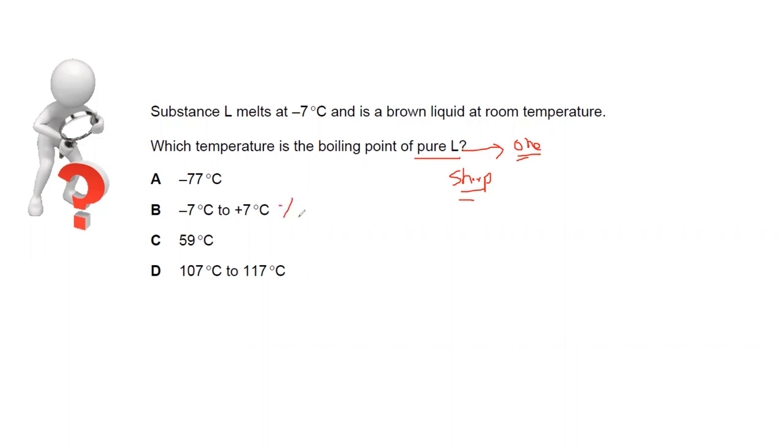So it cannot be B or D. Why can it not be B or D? Because B and D are a range of temperature. That's why it's totally wrong. So B and D are totally wrong answers.